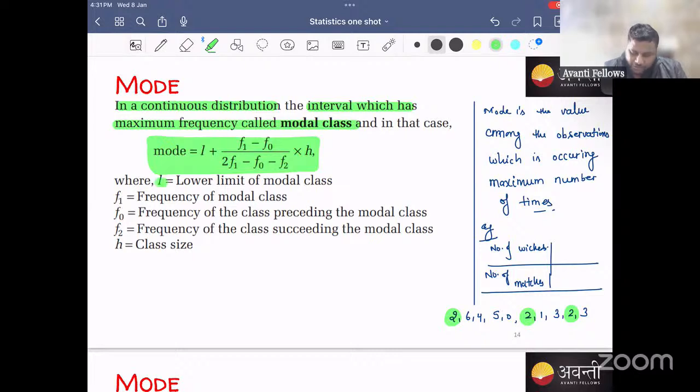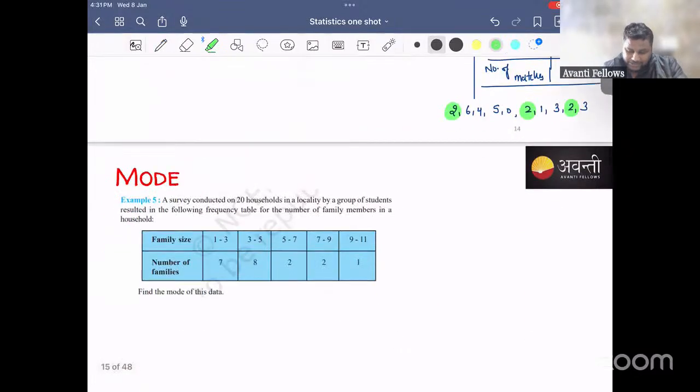Now L is what? Lower limit of the modal class. F1 is what? Frequency of the modal class. F0 is what? Frequency of the class preceding the modal class. F2 is what? Frequency of the class succeeding the modal class. And H is what? Class size. Got it? Let's take an example.